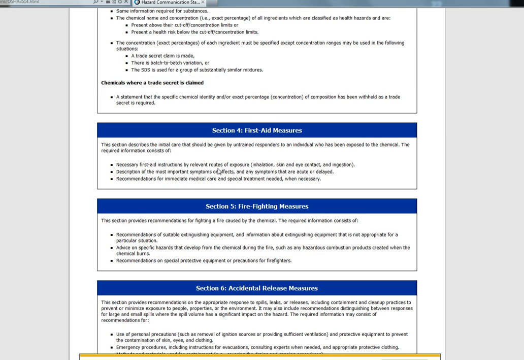Section 4 is first aid measures, and what's important here are first aid instructions by routes of exposure. So there may be different first aid requirements if it's been inhaled, or if it's come in contact with the skin or the eye, or if it's actually been ingested. Also, a description of any symptoms that are acute or delayed, and then any immediate care that may be required and special treatment.